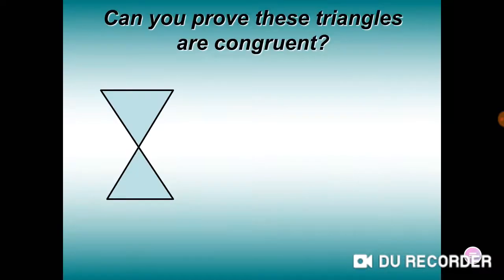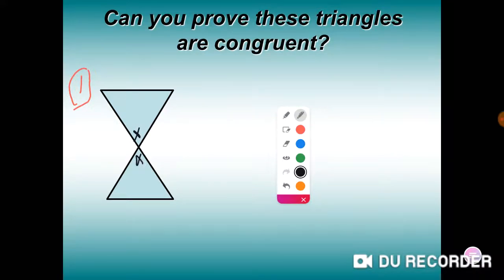So, can you prove these triangles are congruent? Okay, let's think about this example. I call it example number 1. So, do we have any clue about the congruence of these two triangles? Actually, we don't have any given information. So the only piece of information that I can prove is that this angle is congruent to this angle because they are vertical opposite angles.